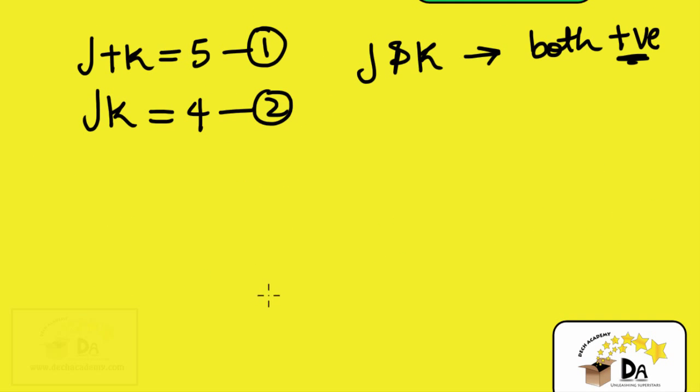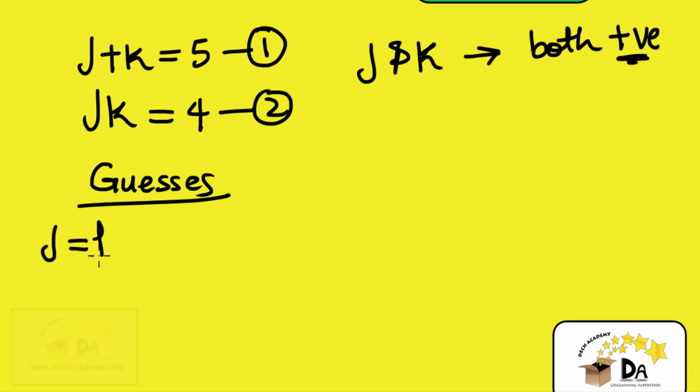By the way, the approach for applying the method of inspection is a trial and error approach. The trial and error approach is basically guesswork, so let's just write guesses. So for J, let's guess that J is 1. You can only guess positive numbers because we know J and K are both positive. So if J is 1, to satisfy equation 1, K has to be what? K has to be 4.